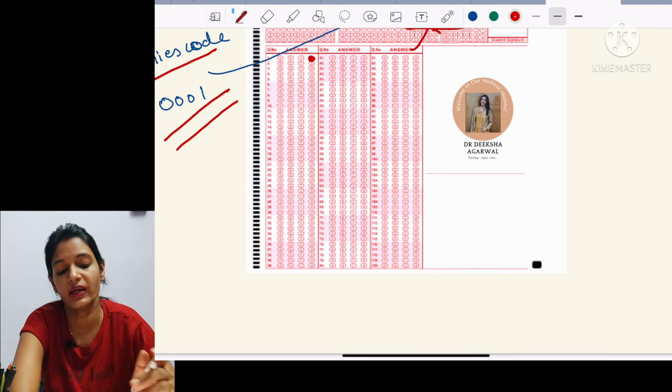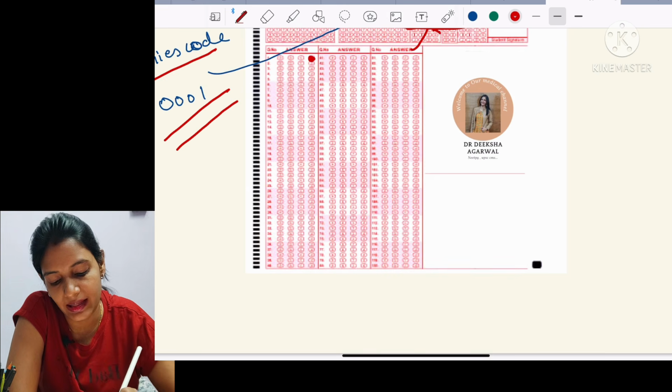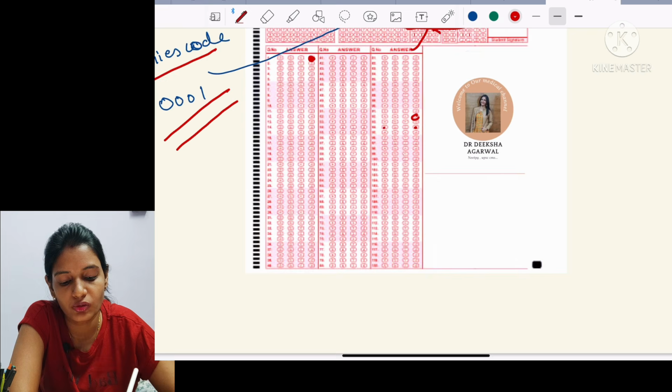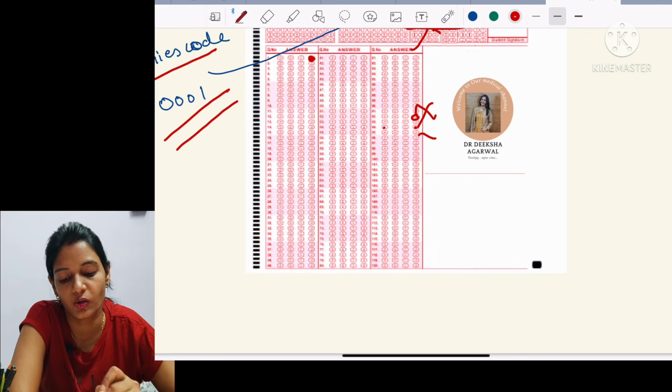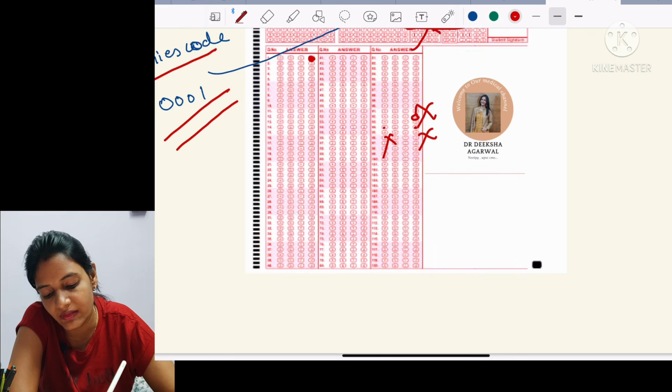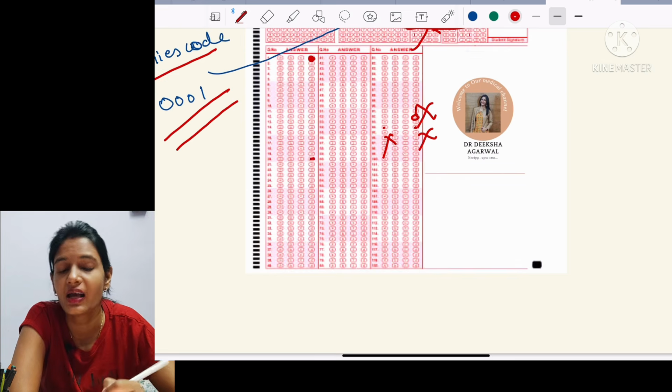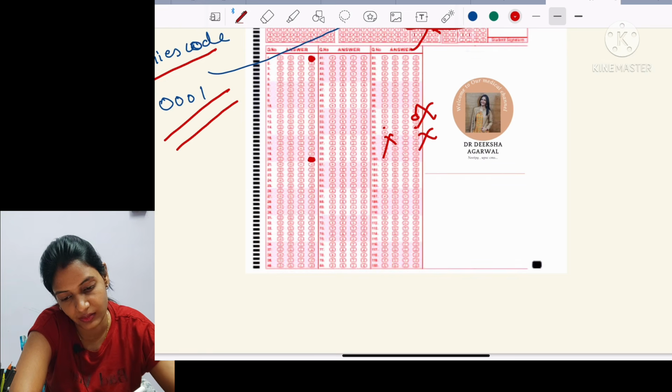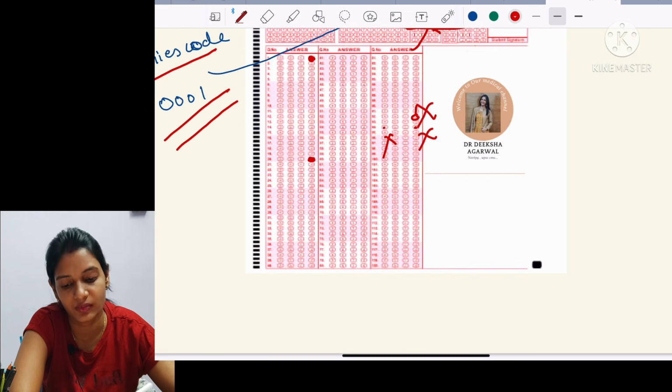In this, also make sure you do not mark it by putting a tick like this, or by simply a dash, or a simple slash like this. These are all wrong methods of marking the answers. You have to completely fill the column, and make sure your marking doesn't touch the other column option.